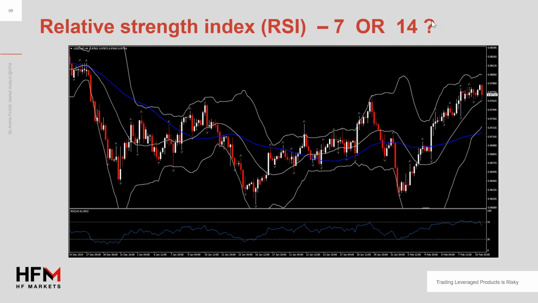So this is an example of an RSI for Swiss with the 14 period, with the default settings, basically 30 to 70.